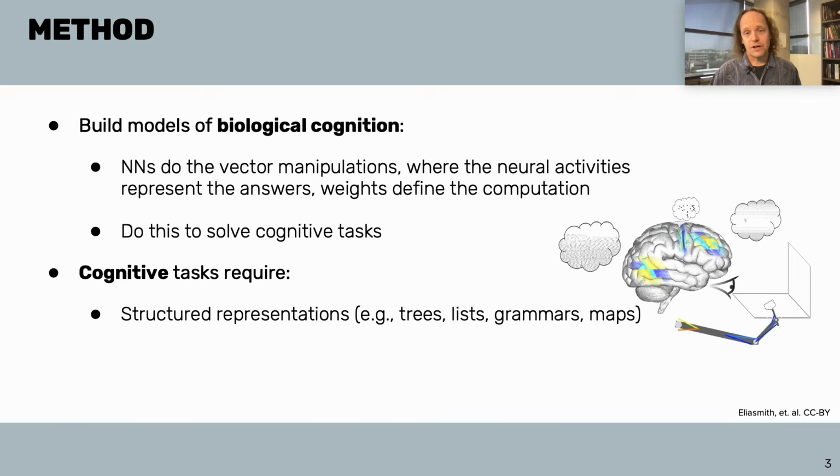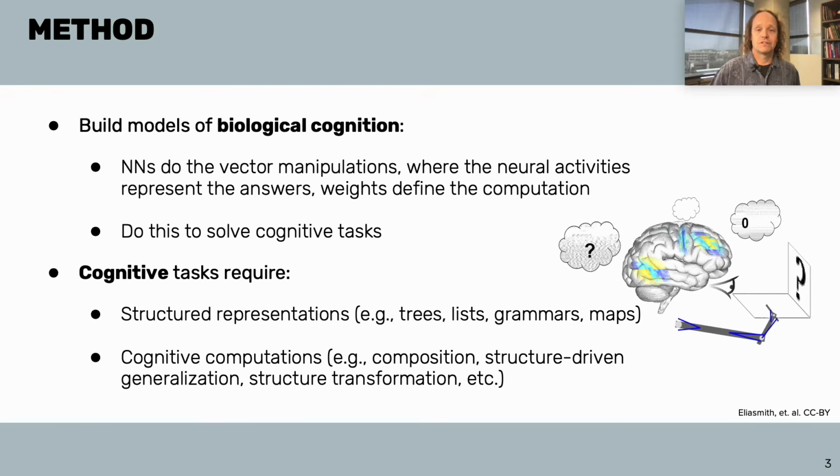Beyond representation, we also need to manipulate those representations in order to perform the reasoning. That is, we need cognitive computations. So these will include things like composing different structured representations to create new ones, being able to do generalization based on structure, not just on content, and of course, transform structures in various ways.